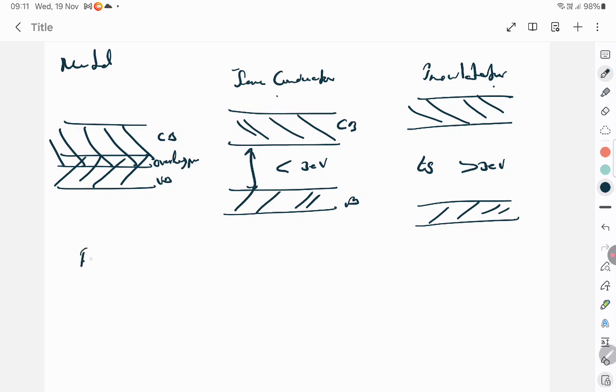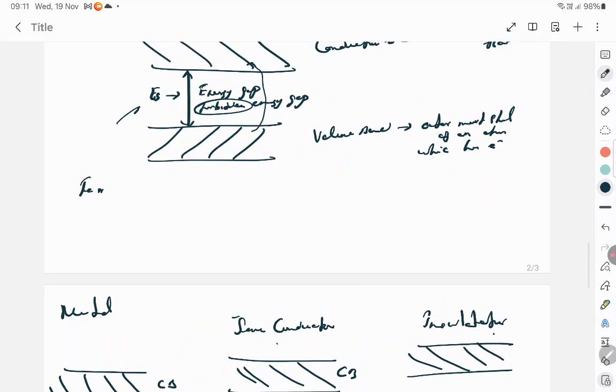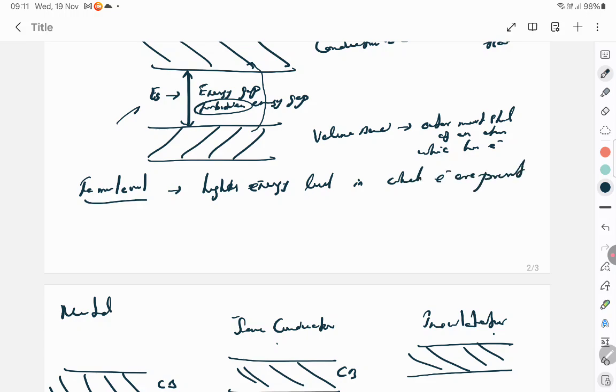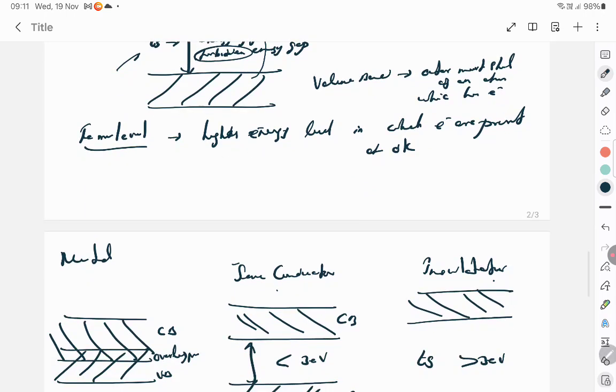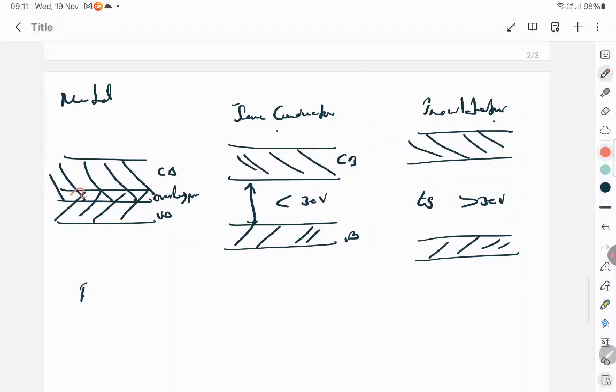I'll tell you what a Fermi level is. A definition for Fermi level: the Fermi level is the highest energy level in which electrons are present at 0 Kelvin. At 0 Kelvin, which is absolute zero, electrons can already be present in that Fermi level. For example, in this diagram, I'll draw the Fermi level in red color. This red line is called the Fermi level.